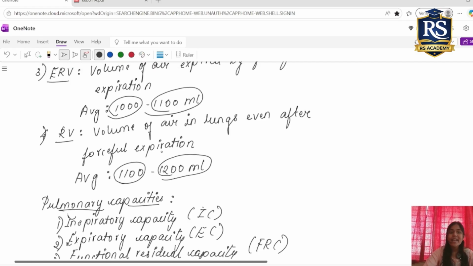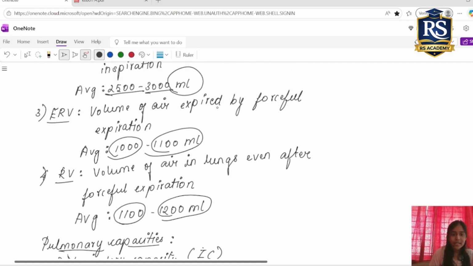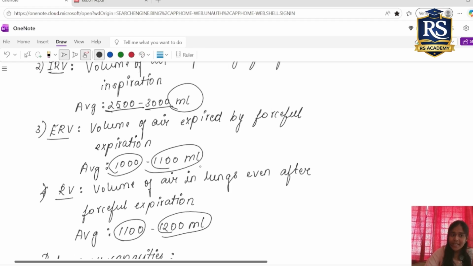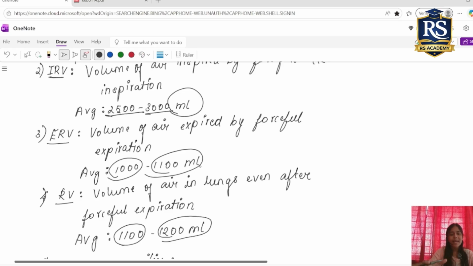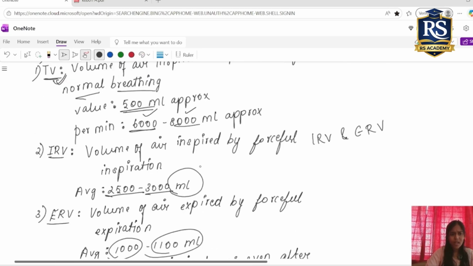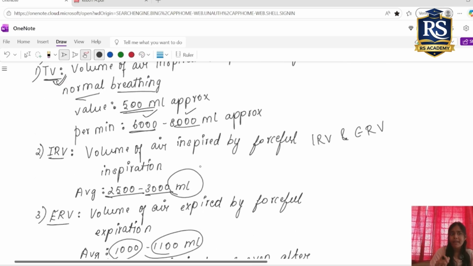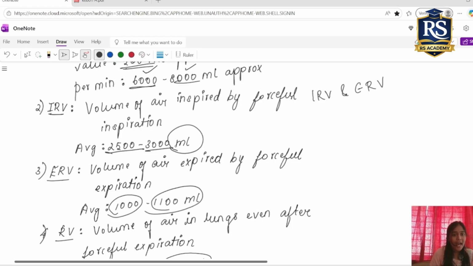So, ERV and RV's values are close: 1000 to 1100 and 1100 to 1200. It is easy to remember, right? ERV and RV will be having continuous values. And tidal volume for one breath, we are having 500, and for per minute 6,000 to 8,000 ml approximately. And for IRV, it is around 2,500 to 3,000 ml. So these are all the things that you have to keep in mind for sure.